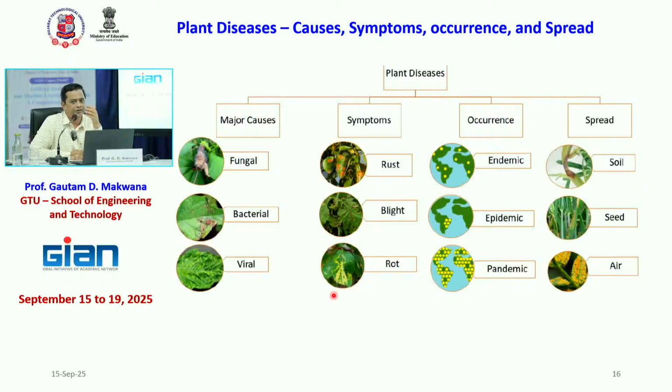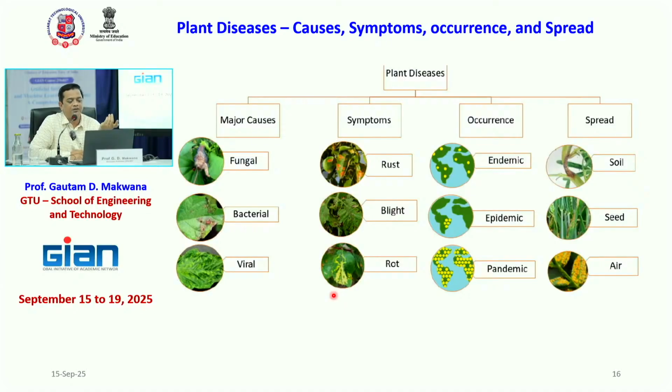Sometimes the symptom will be inside the fruit or inside the stem. In that case, the upper part looks good, but inside it is bad. So it is very difficult to find the symptom whenever it is inside the fruit or the stem, and sometimes it is a rot. These are some of the kinds of symptoms that can be in plant disease.